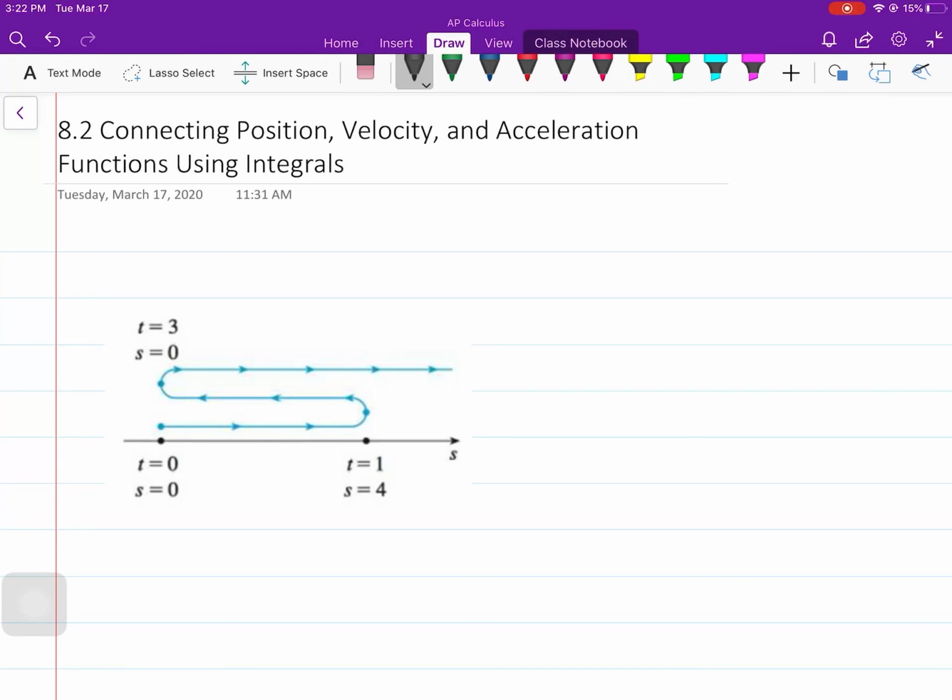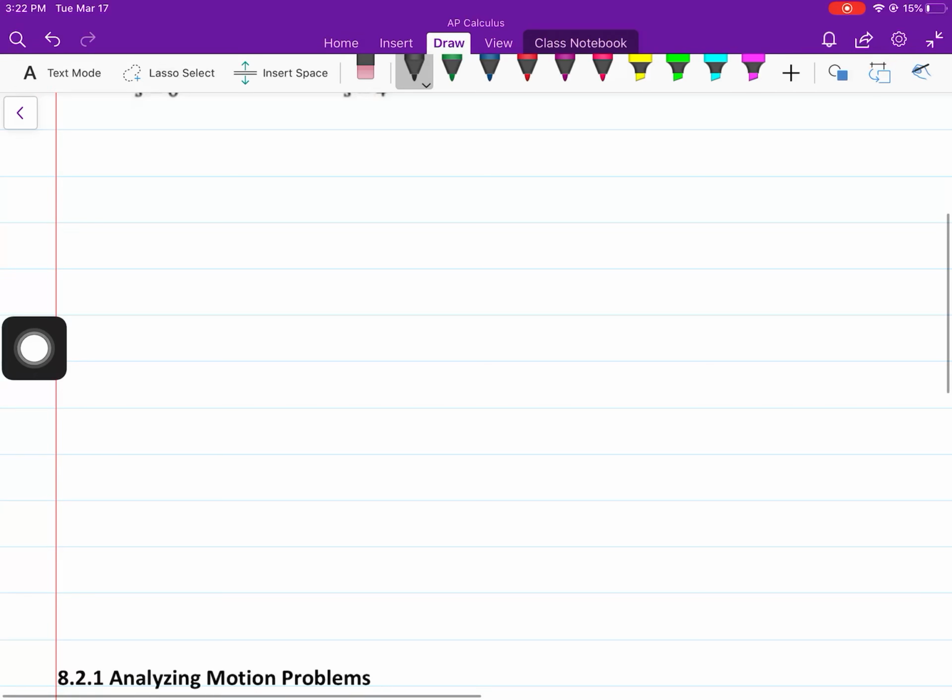All right, guys. So today, really important lesson just for your AP test. They're going to be connecting position, velocity, and acceleration. This time using integrals. So really on AP tests, they're going to be asking you to derive to get these things, integrate to get these things, going back and forth. So let's just do a quick review.